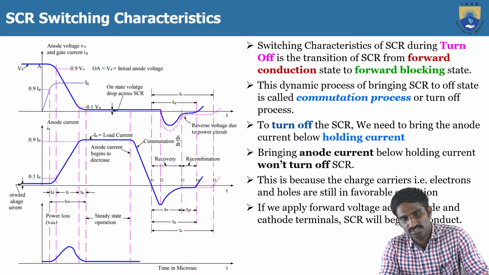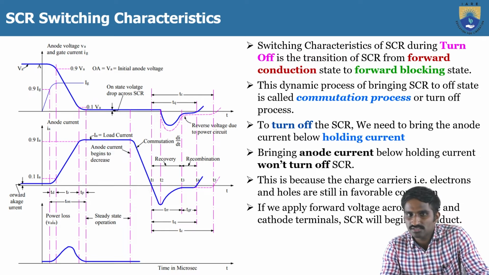So the process is, initially it is in the off state. If you want to turn on, first it will get into the forward blocking mode, and then after that the forward conduction mode. Similarly, if you want to turn off, again it will come to the forward blocking mode, and then after that the reverse blocking mode. But of course, the forward blocking mode is nothing but the thyristor being turned off.